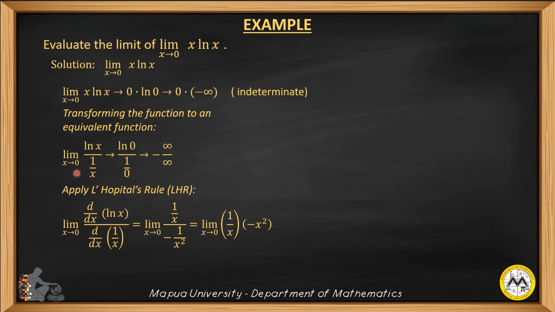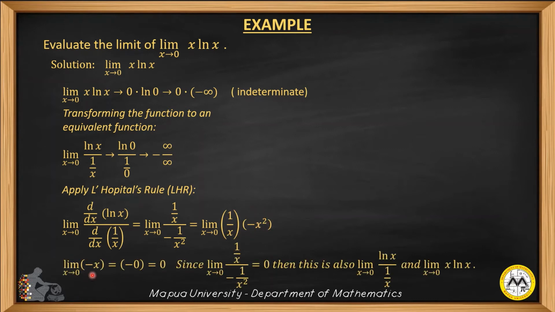evaluating the limit of ln x divided by 1 over x as x approaches 0, in terms of the limit as x approaches 0 of the derivative of ln x divided by the derivative of 1 over x. So for ln x, the derivative is 1 over x, and for 1 over x, the derivative is negative 1 over x squared. So when we evaluate the limit of this ratio as x approaches 0, it is the same as evaluating the limit as x approaches 0 of 1 divided by x times negative x squared, simplifying this product to just negative x.